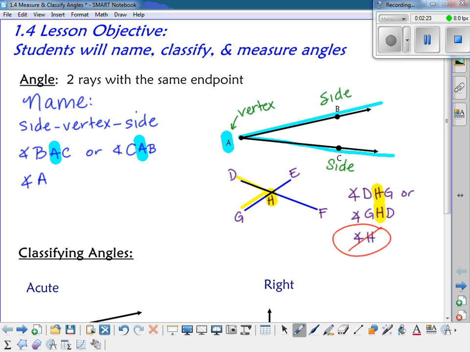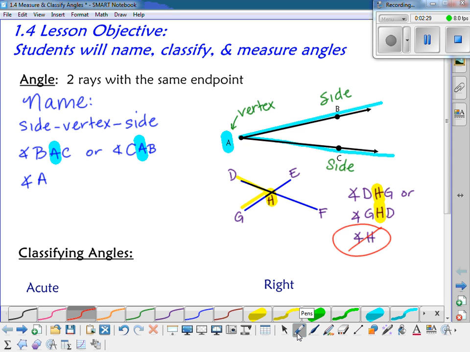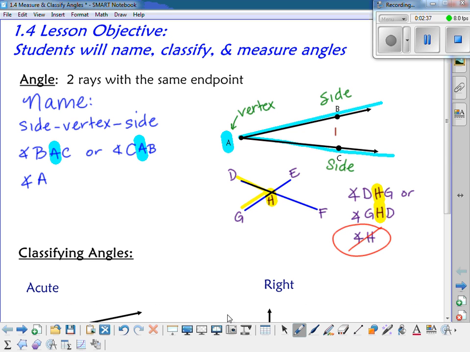Okay, that's ambiguous. Another thing you should know about angles is they have an interior and an exterior, and it's just like the word that we would use for anything else. The interior of the house is the inside of the house. Well, the interior of the angle is inside the angle, and the exterior of the angle would be outside of the angle.